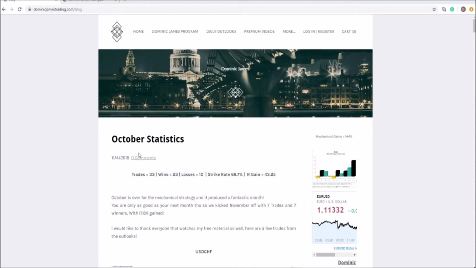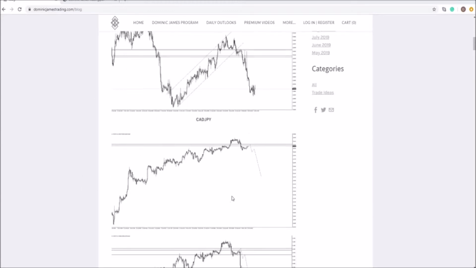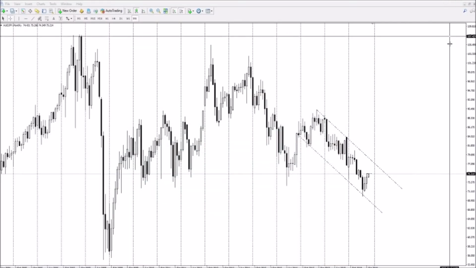I've posted a blog on October stats, October finish, so you can see all the trades, strike rate, etc. And then there's a few trades that we went over in the free outlook, so you can go check that out if you want.